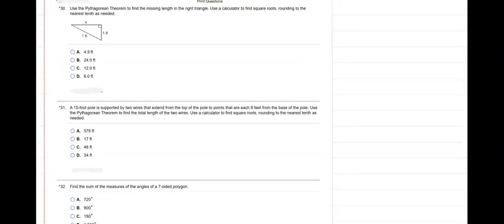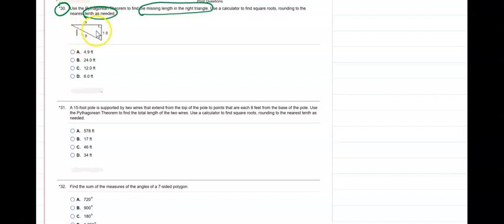All right, question number 30. Use the Pythagorean theorem to find the missing length of the right triangle. Notice that the Pythagorean theorem is only used for right triangles, and you also have to use the calculator to find the square root, rounding to the nearest tenth. So tenth is 1 decimal place.